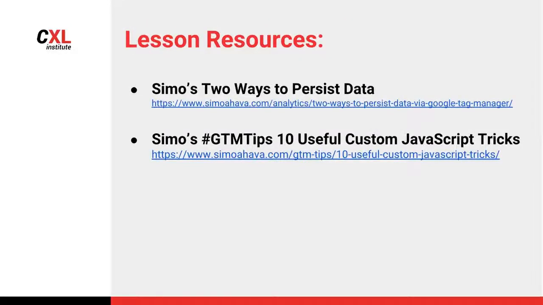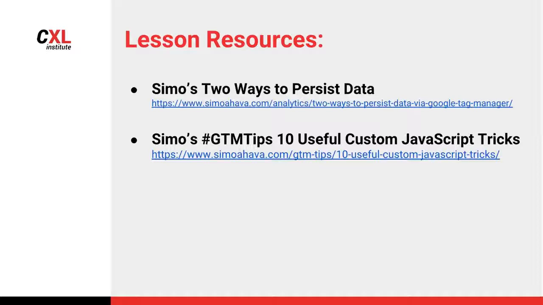The lesson resources, there's actually two from Simo that I would request that you check out. One is the first article that he wrote on 2 ways to persist data. Remember, the data layer itself does not persist. Every time that page loads, every time the Google Tag Manager script loads, there's a brand new data layer. The old one gets wiped out, the new one starts to get rebuilt, and it starts over from scratch every single time the page view event occurs in Google Tag Manager. So in order to avoid that, one of the ways you can persist data is cookies. There's another one called session storage, which he'll dive into as well in that particular post.